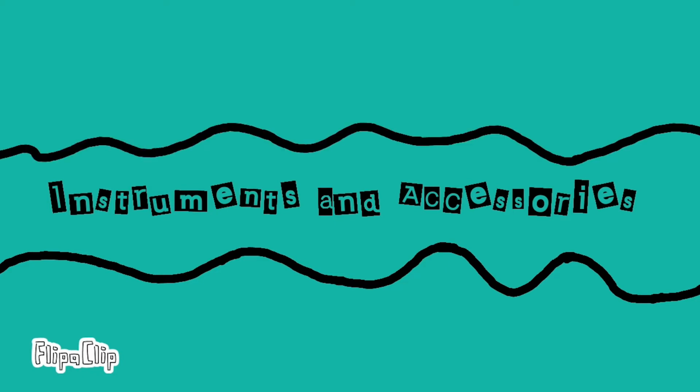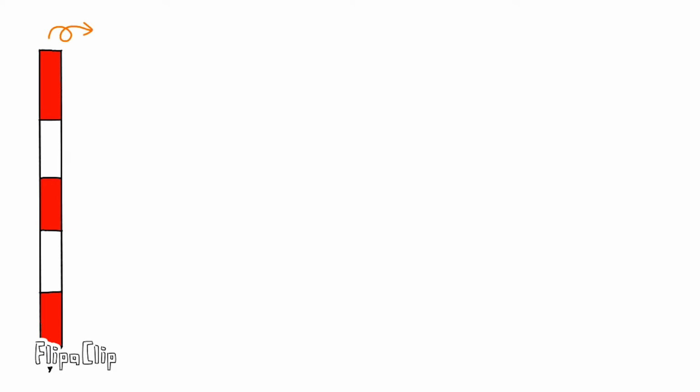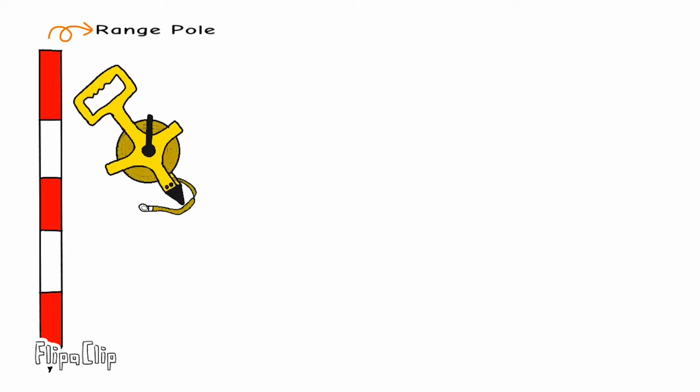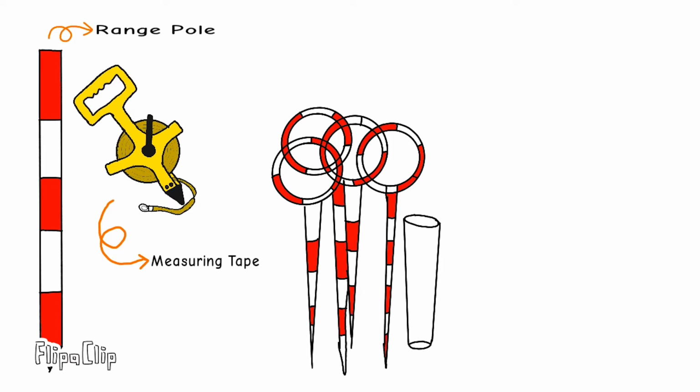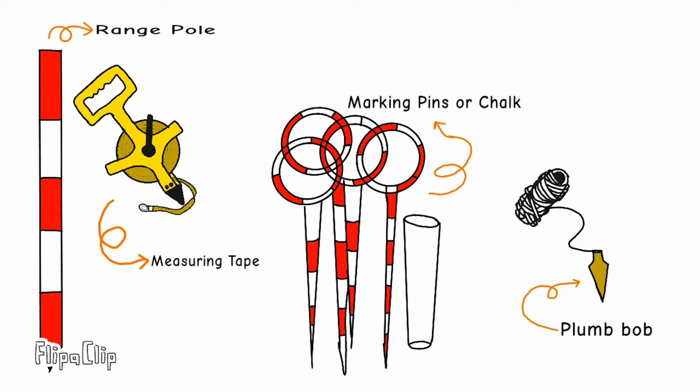Instruments and accessories: range pole, measuring tape, marking pins or chalk, and plumb bob.